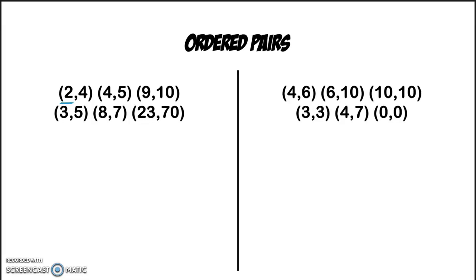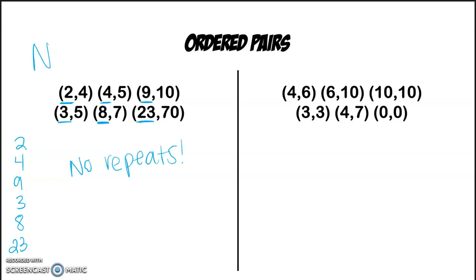So I'm going to go through and just underline all the x values. Maybe if you're doing this on paper, you could highlight them, circle them, whatever works for you. So I'm going to write them out. I've got 2, 4, 9, 3, 8, and 23. I don't see any repeats. So what that tells me is that this is a function. Oops, function does not start with an N. This is a function.